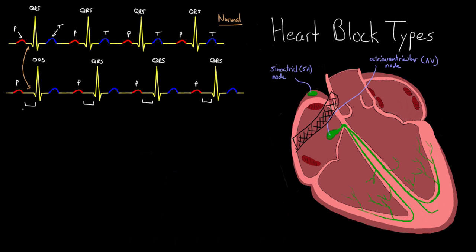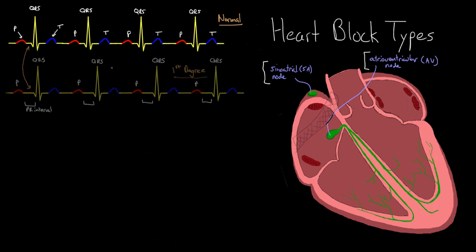Now this space between the P and the QRS is known as the PR interval. And when you have a problem between your SA node and your AV node, but not a complete block, that PR interval becomes too long. This is what we call a first degree block.